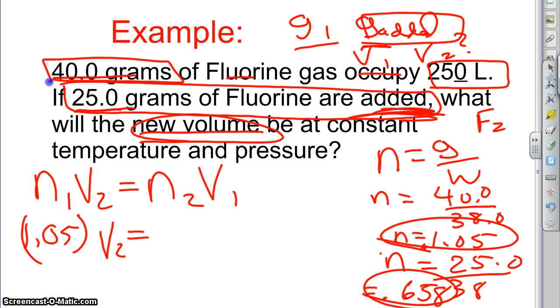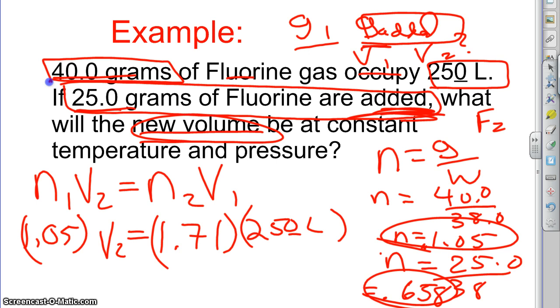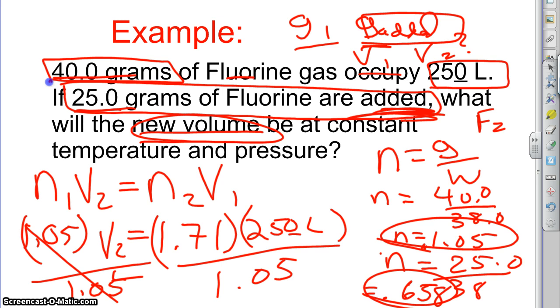So we're going to have to add those two numbers together, and we get 1.71 using the rules of adding digits. And our volume at the beginning is 250 liters. Our answer will be in liters because that was in liters. Our moles will cancel out, so we take both sides divided by 1.05 to cancel that. So we take 1.71 times 250 divided by 1.05, and that's going to give us the answer.